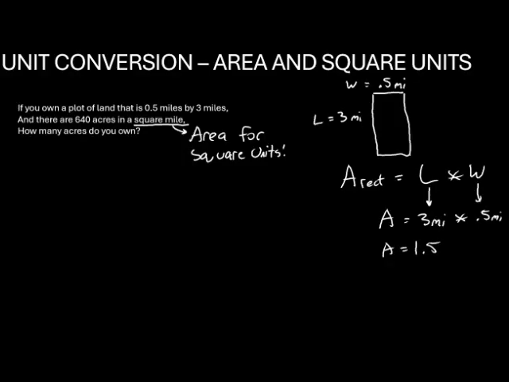Let's make sure we write down the correct units for that 1.5. Since we have miles multiplied by more miles, our answer will not be miles, but instead miles squared. This is oftentimes abbreviated as SQMI for square miles. Now let's check the units that the question asked us to find. We were asked to find how many acres we own. And we don't have acres right now, we have square miles. This means we have a unit mismatch. We have square miles, but need acres.